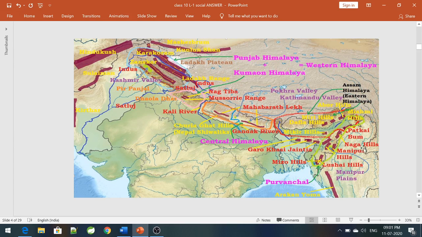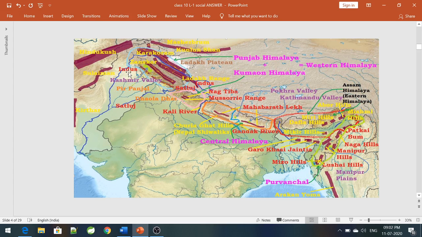This is Patkai Bum, Naga Hills, Manipur Hills, Lushai Hills, Manipur Plains, Arakan Yoma. And this is called the Central Himalayas. All these are the Central Himalayas, Churia Ghat Hills, Nepal Shivaliks.